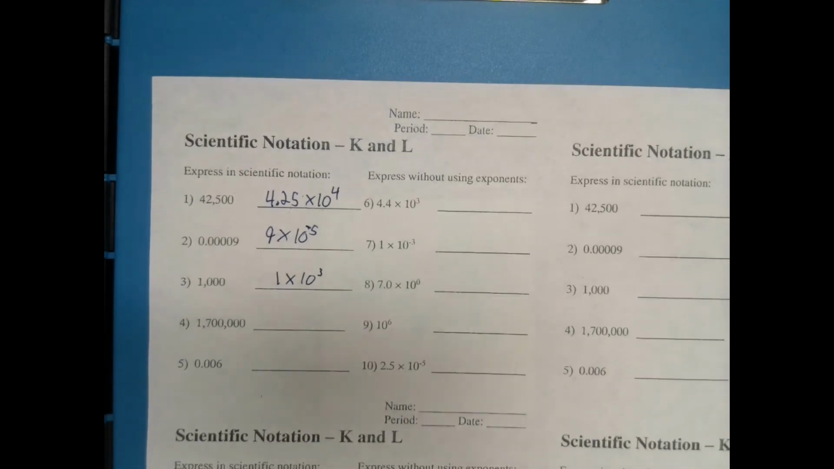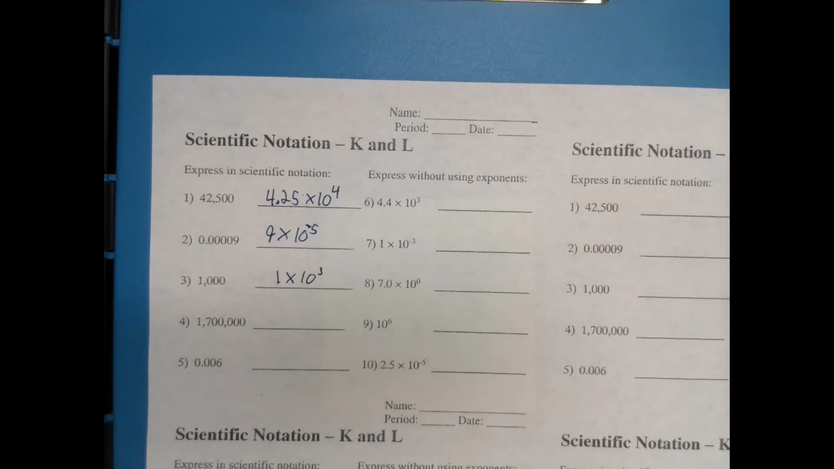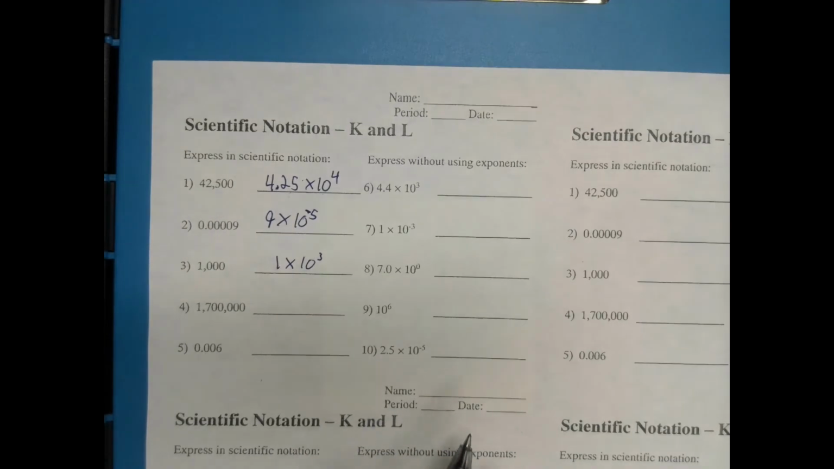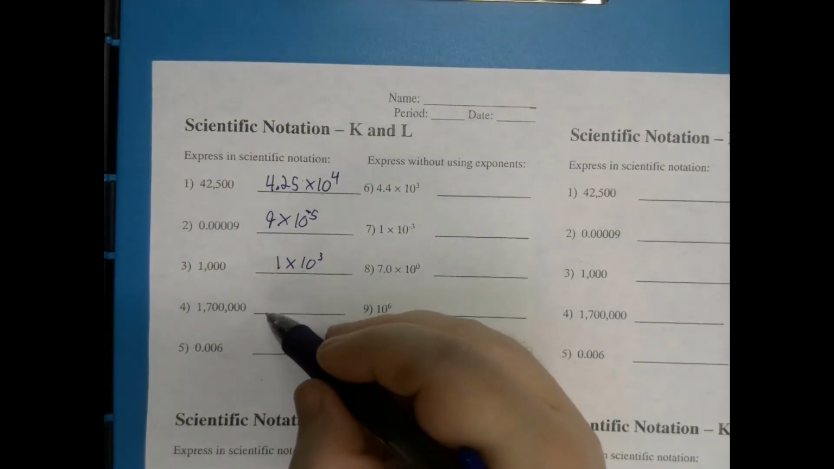And again, I don't like this. This is not scientific notation. It should be 1 times 10 to the 6. 1 times anything is just that anything. So I don't know why they left that off. What would be number 4?